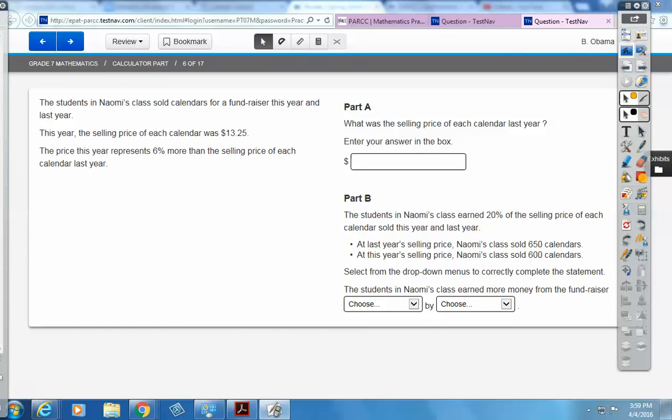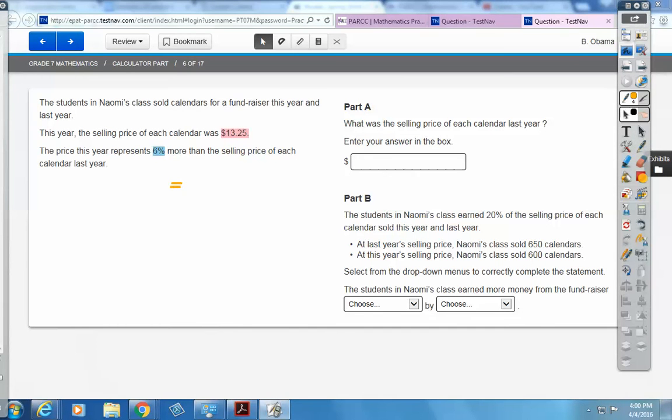All right. The students at Naomi's class sold calendars for a fundraiser this year and last year. This year, the selling price of each calendar was $13.25. I'm going to highlight this because it sounds important. The price this year represents 6% more than the selling price of last year. Okay, great. What was the selling price of each calendar last year? Well, this is 6% more. So, what does that mean?